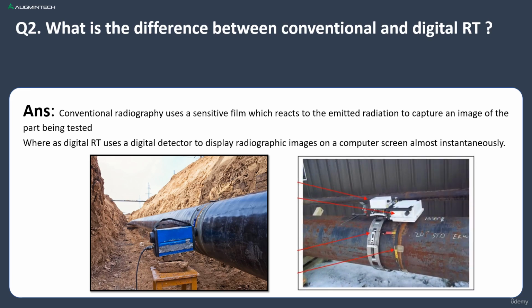Whereas digital radiographic testing uses a digital detector to display the radiographic images on a computer screen almost instantaneously. Images produced with conventional RT have limited dynamic range, but digital radiography allows for many exposures to build up a high contrast image. Digital radiographs can be easily copied, emailed, and enhanced without degradation. Moreover, they do not get damaged over time.